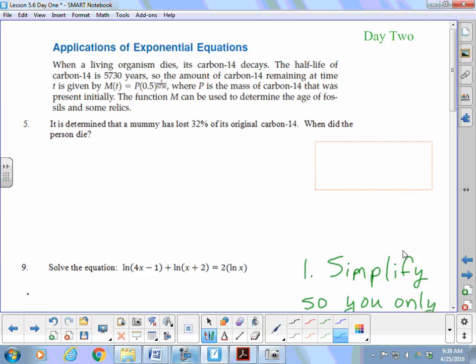All right, so we're going to do this application of exponential equations, and then we'll look at the logarithmic equations that we're going to solve.